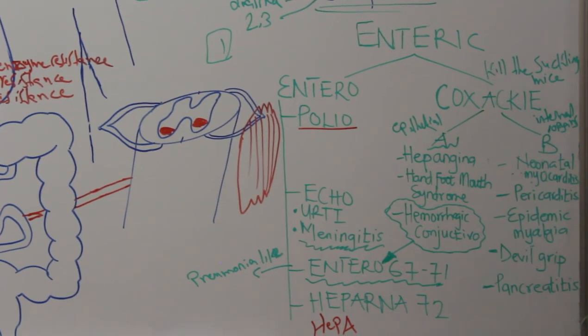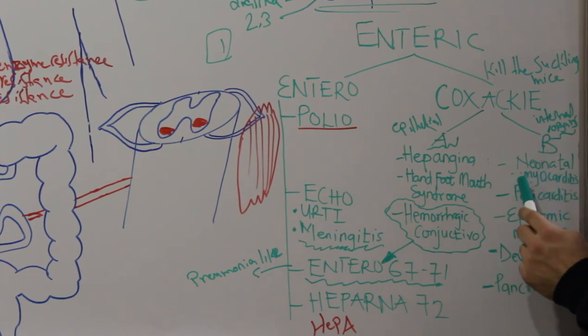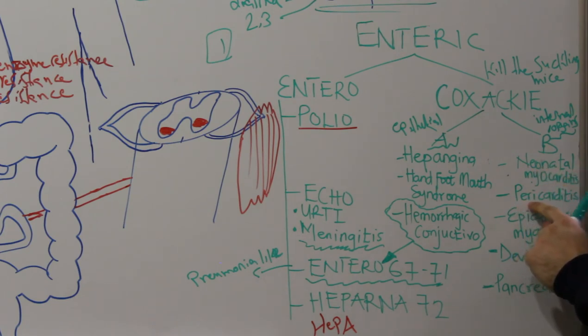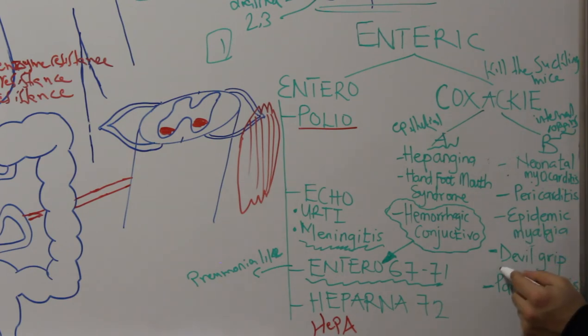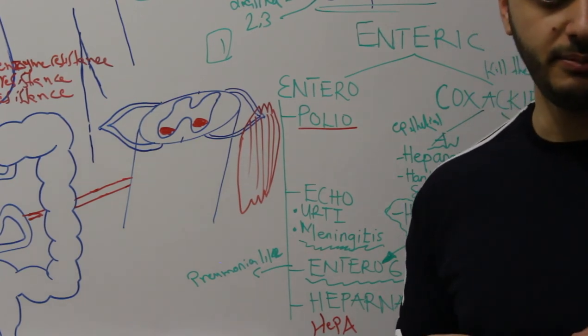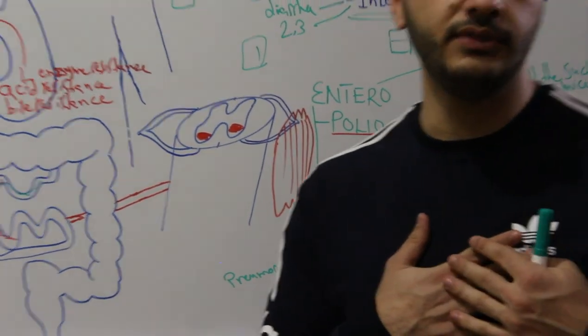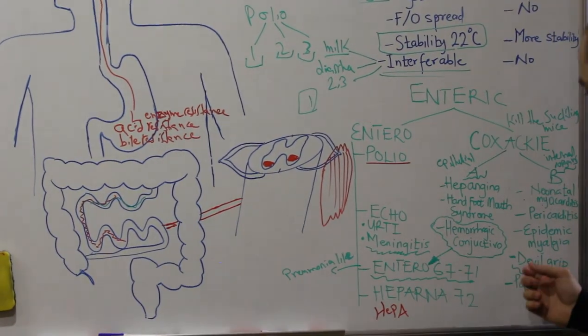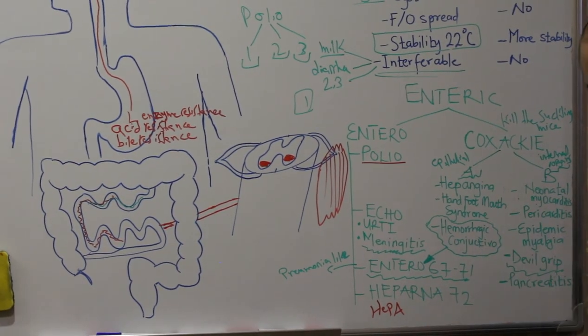Now, B virus, based on this character which we said, loves to infect internal organs. It causes neonatal meningitis. I hope it's clear for you. It causes neonatal meningitis, pericarditis, epidemic myalgia, and it causes devil's grip. Why do they call it like that? Because it causes infection and inflammation in the parietal pleura, so the patient cannot even breathe. He will be holding his breath. That's why they call it devil's grip, like someone is holding him, forcing him to hold his breath.